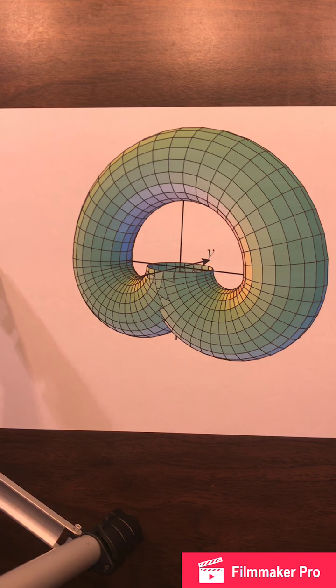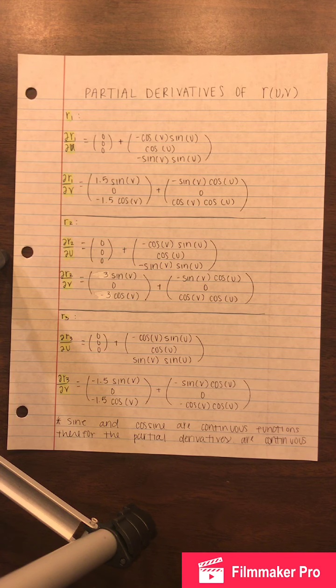Here is the 3D rendering of my surface R. We know that for a surface to be smooth, its partial derivatives must be continuous and their cross products must not be equal to the zero vector for all (u, v) in the domain of R.